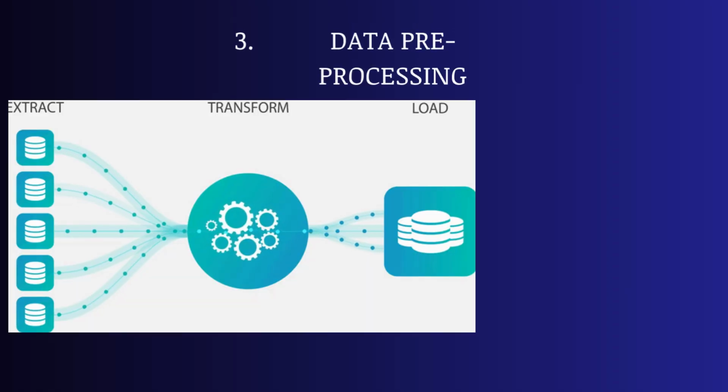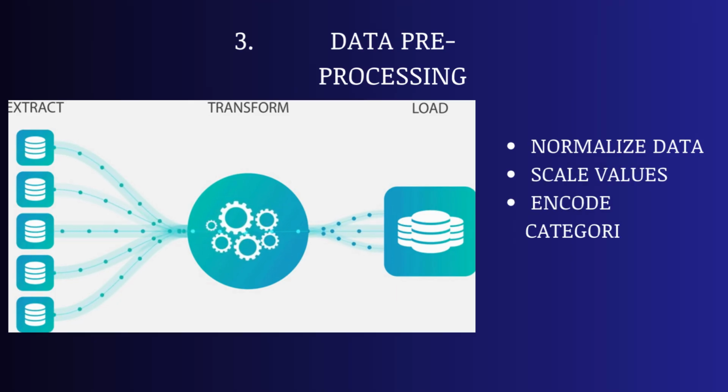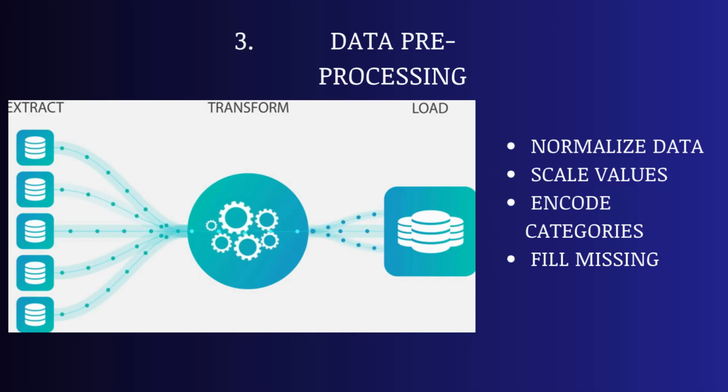Data preprocessing. Data preprocessing transforms data into a structured and suitable format for modeling. This may include normalization, scaling, encoding categorical variables, and filling missing values. Interpolation helps ensure that no gaps remain in the dataset. Without proper preprocessing, models may perform poorly.